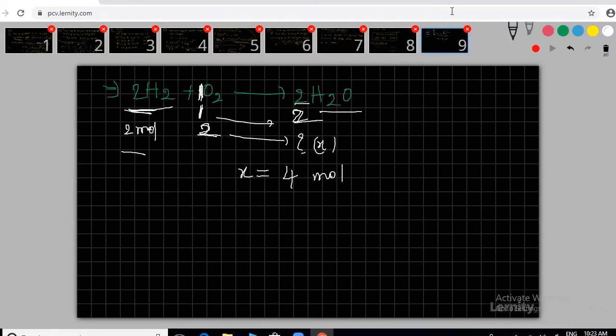Clear? They can also ask with respect to both. That is, we are going to discuss it in the next concept. Don't worry about that one. We'll discuss it in the next concept. So, these are the calculations. Very simple. You have to write the equation first, then according to that, you can calculate.